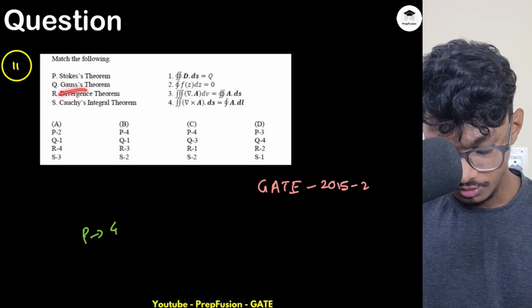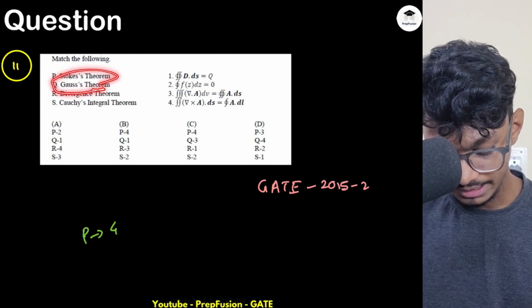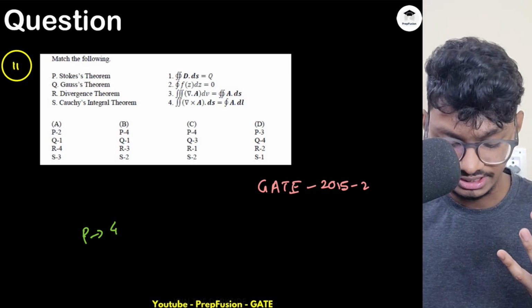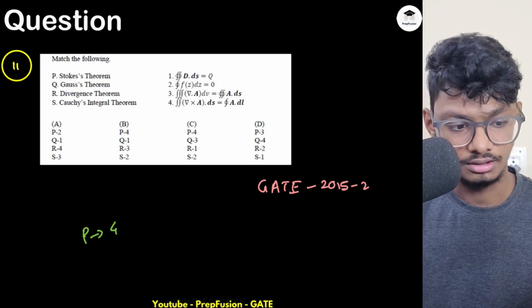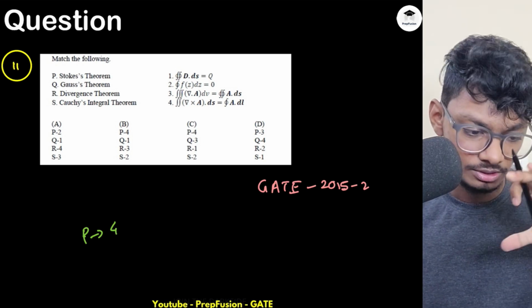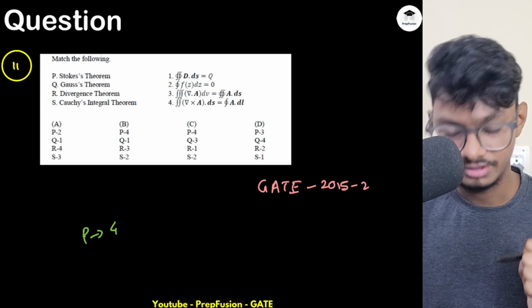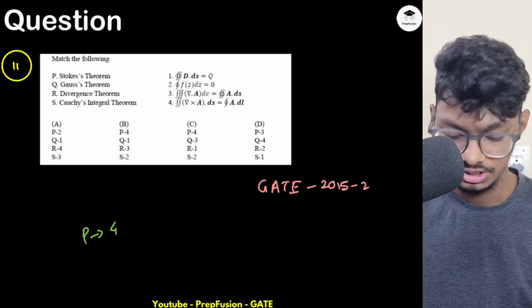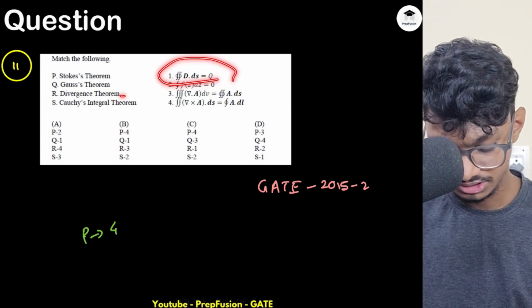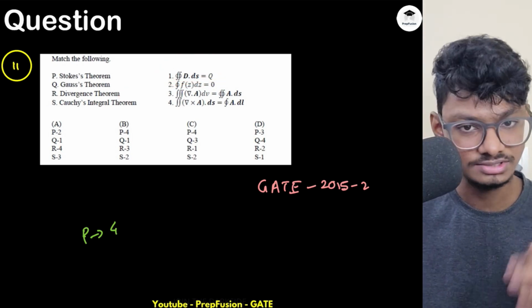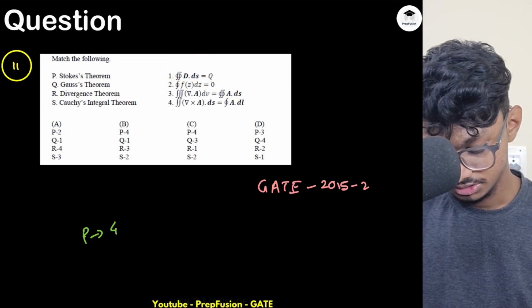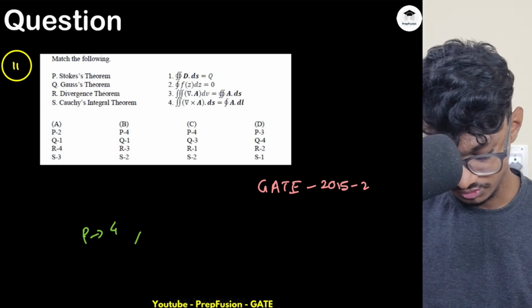What about Gauss's theorem? Gauss's theorem relates the charge enclosed within an electric field to a particular closed surface. If you don't know this, don't worry, we will study it. So Gauss's theorem relates with this: Q equals the integral of D dot dS. It relates with the closed surface integration. So Q will be simply 1.